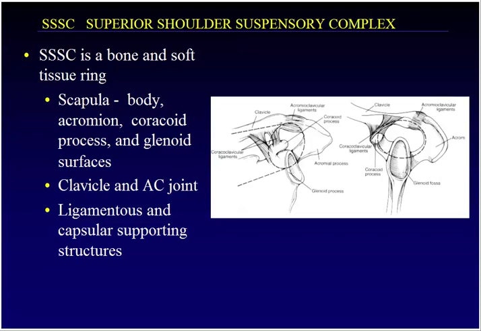Now, the superior shoulder suspensory complex is important to understand. It's really a bone and soft tissue ring. It's composed of the different portions of the scapula, including the scapular body, the acromion process, the coracoid process, and the glenoid surfaces. Then you have the clavicle and the AC joint, and then you have multiple ligamentous and capsular supporting structures, all of which are responsible for this so-called superior shoulder suspensory complex.